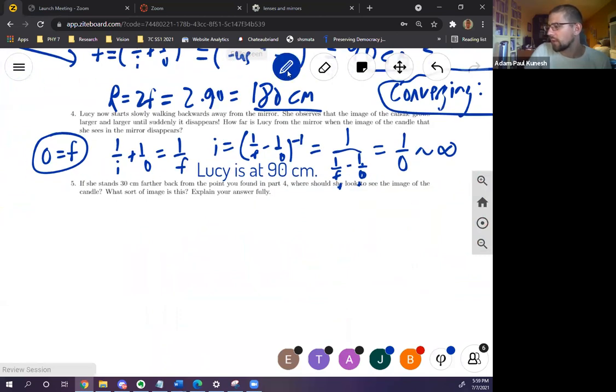Okay, so Lucy's at the focal length. Last one, if she stands 30 centimeters farther back from the point you found in part 4, where should she look to see the image of the candle? What sort of image is this? Explain your answer fully. So this is object distance is now 120 centimeters. We know the focal length is 90 centimeters. So I can, one last time, apply my mirror lens equation.